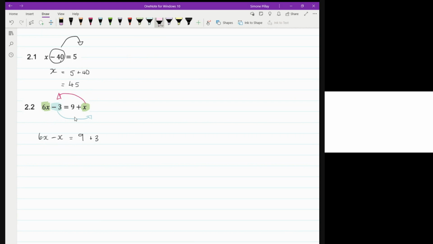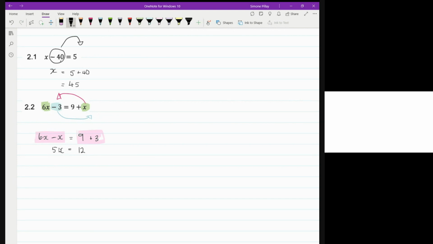I see Itandile has done it. She's not told us what it is, but the step is to add my like terms. And so 6x minus x is going to give me 5x equals to 9 plus 3 is going to give me 12. Now, I want to remove coefficients using inverse operations.